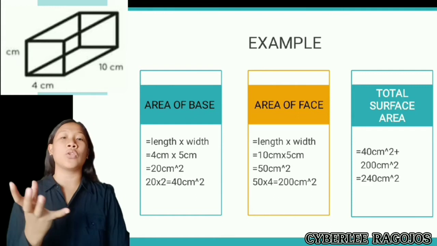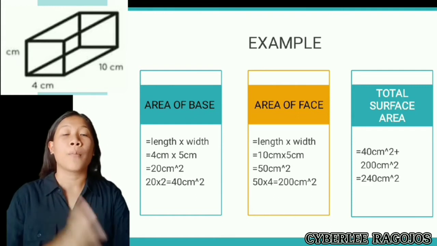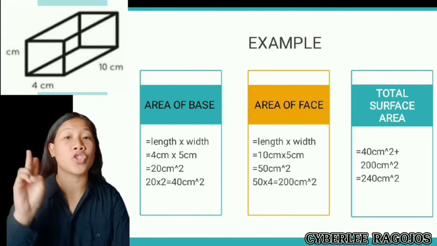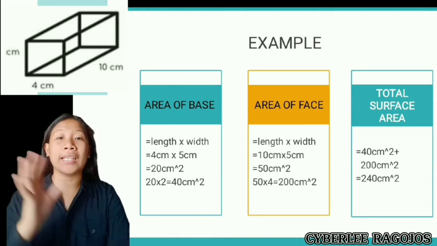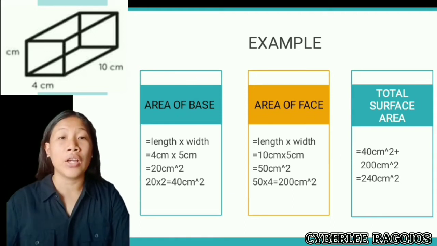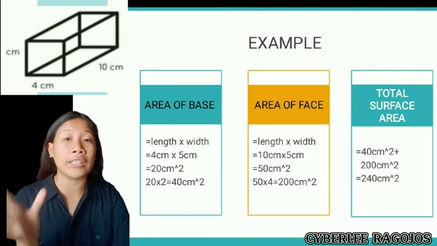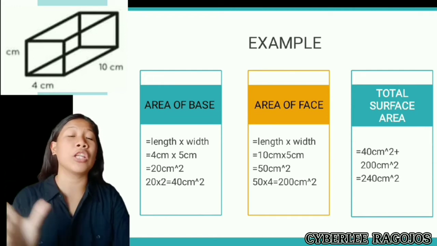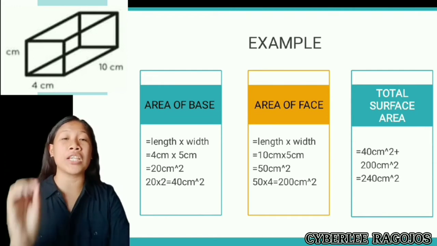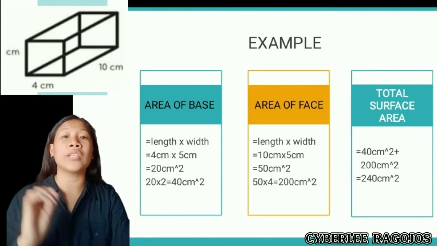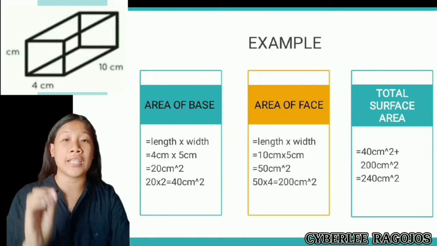So, dito kinuha lang natin yung area of both bases, which is meron siyang 2. And yung 20 kanina na nakuha natin, nung minultiply natin yung 4 times 5 is 20, minultiply natin sa 2 which is 40 cm squared. So that the answer is 40 cm squared.